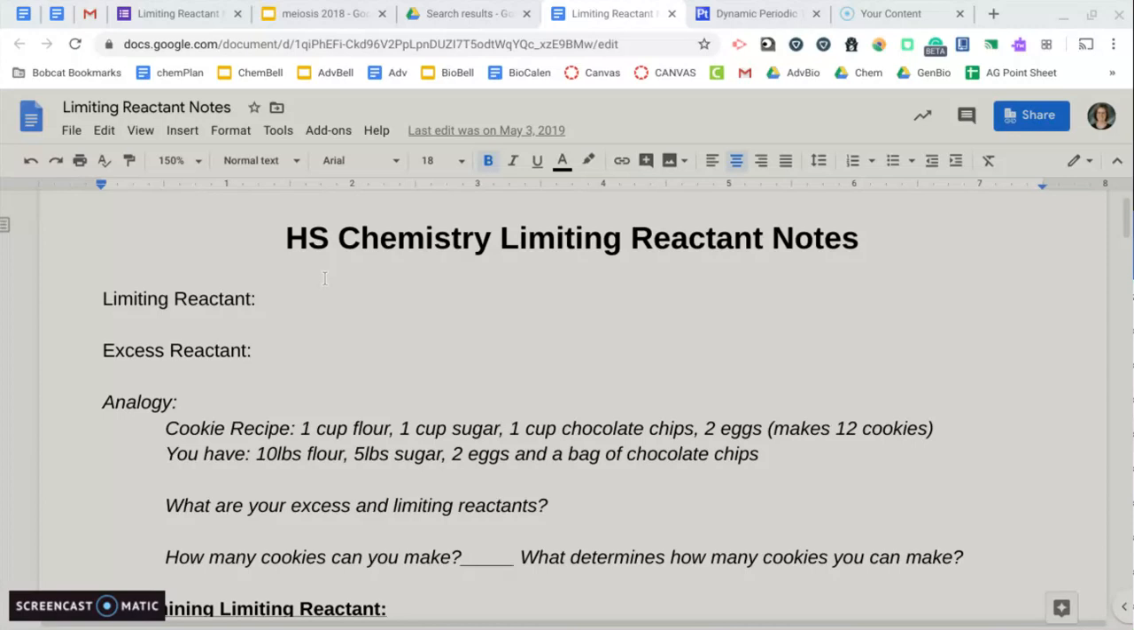These are your notes on limiting reactants. First, let's get some vocab here. A limiting reactant is the reactant in a reaction that runs out first. In other words, you don't have enough of it. The excess reactant is the one you have enough of. Or you could say you have too much of it.